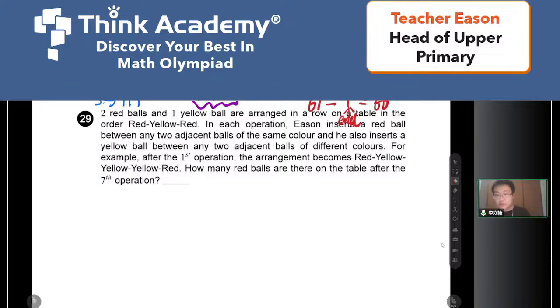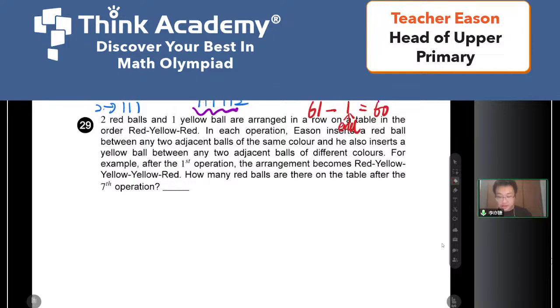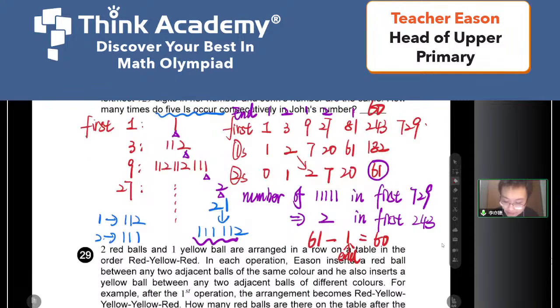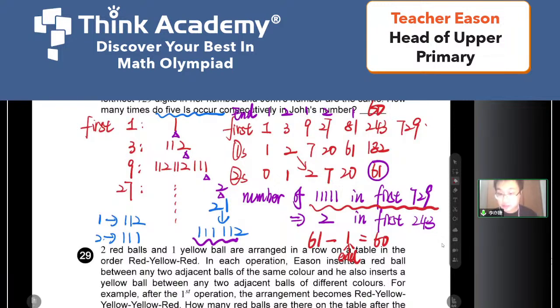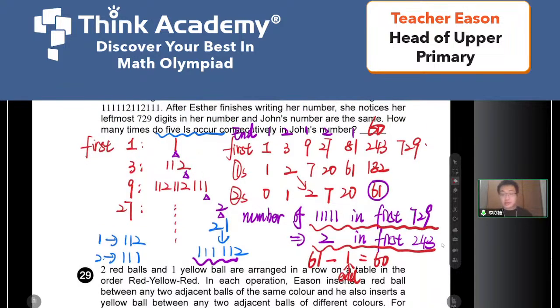So why do we stop at 243? Yeah, because we want to find the number of 5 ones in the first 729. And this is determined by the number of 2s in the first 243, right? So if you don't really understand, which part don't you understand? You don't understand the number of 1s and 2s, or you don't understand the relationship of 5 ones and 2s.